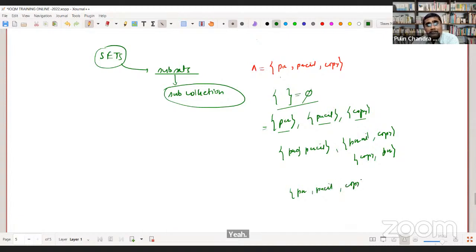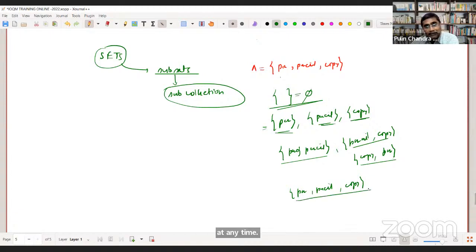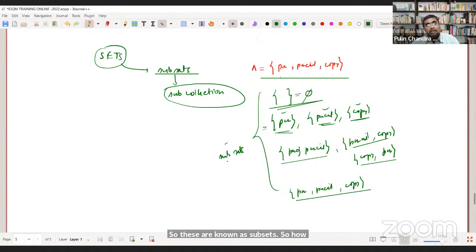So ये जो different तरीका है, you are taking nothing. That is one way of selecting some items. One items. This is one way, another way of selecting. 2 items at a time you are picking. Another ways. 3 items. All 3 items you are picking. So these all collections are sub parts or sub collection of the original set. So these are known as subsets. So how can you relate this with the combinatorics? It is the ways in which you can pick this up.